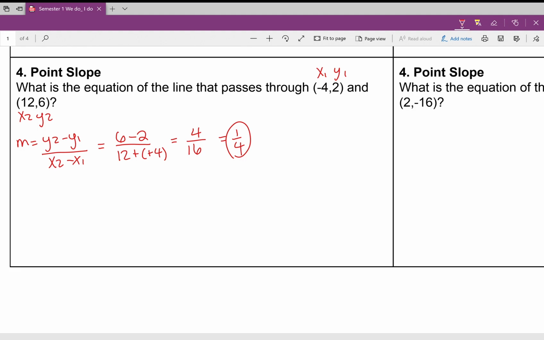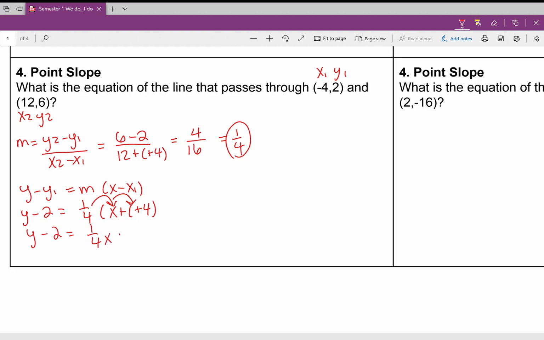Now we have to use the point slope formula, y minus y1 equals m, x minus x1, and plug in all our new information. So y minus 2 is equal to 1/4 x minus a -4. So minus a -4 turns into plus a positive, and then we have to distribute this 1/4 inside the parentheses. So I have y minus 2 is equal to 1/4 x plus 1. And then I add 2 to both sides, and I get y is equal to 1/4 x plus 3. That's my answer.